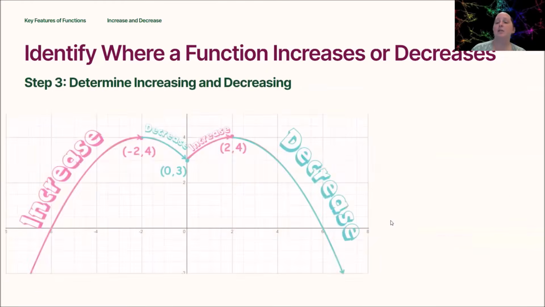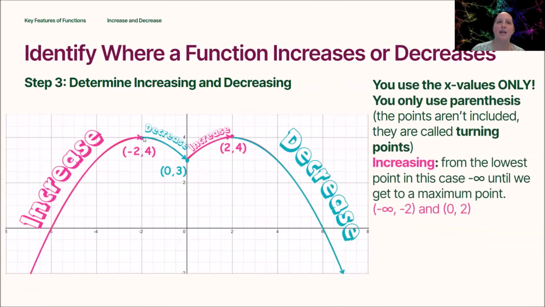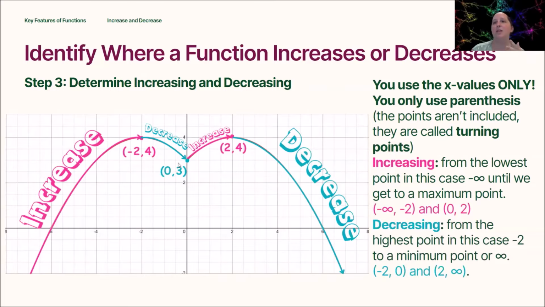Next, I'm going to determine increasing and decreasing. So again, I'm increasing until I get to that point, decreasing, then increasing again, and then decreasing again. I'm increasing from the lowest point, in this case negative infinity, because it's going off the graph, and you're only worried about the x coordinates.